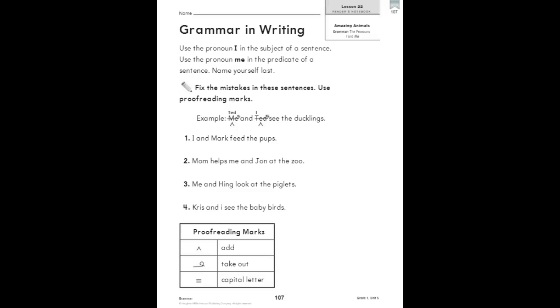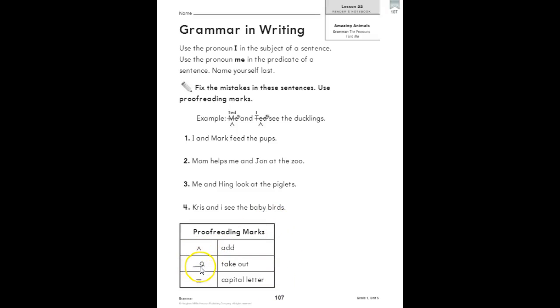Here, we're going to fix the mistakes in the sentences. Page 107 in your reader's notebook. At the top, it reminds you to use the pronoun I in the subject of a sentence and use me in the predicate of the sentence, and to name yourself last. Here's an example. It says me and Ted see the ducklings. That's not correct. Down here, you'll find the proofreading marks.